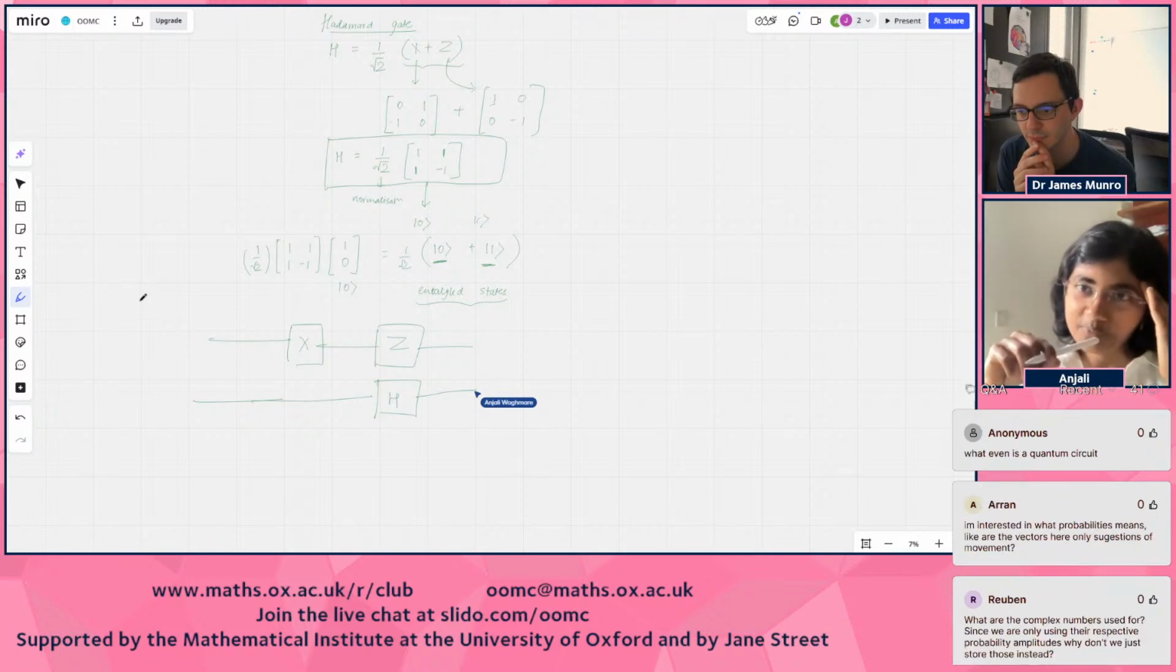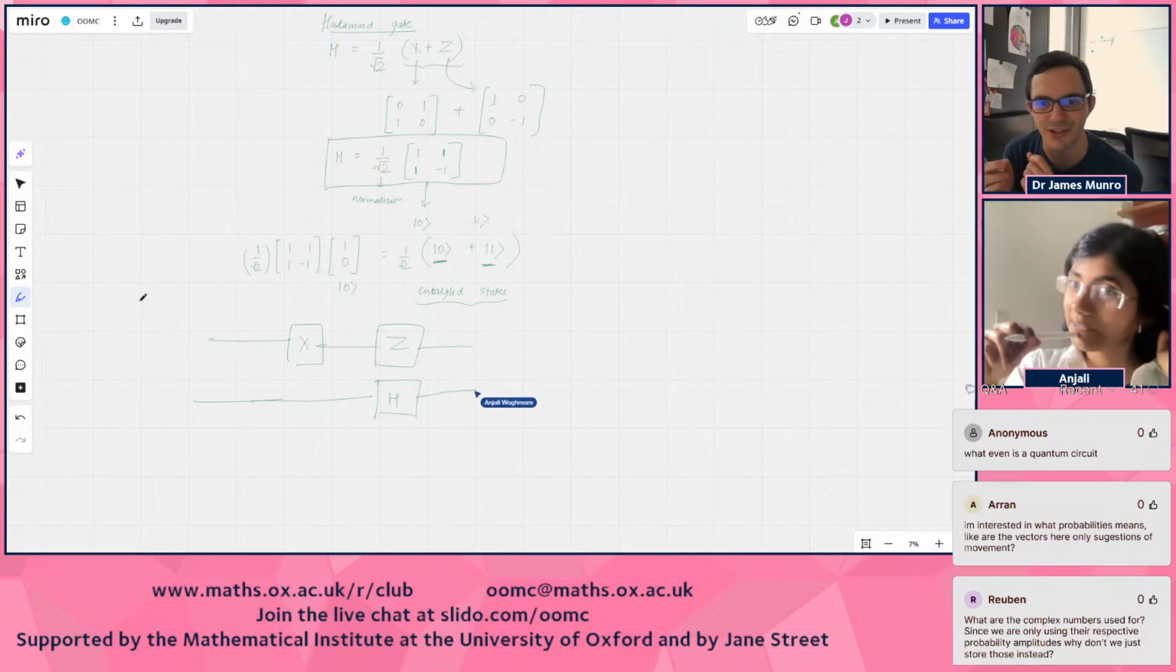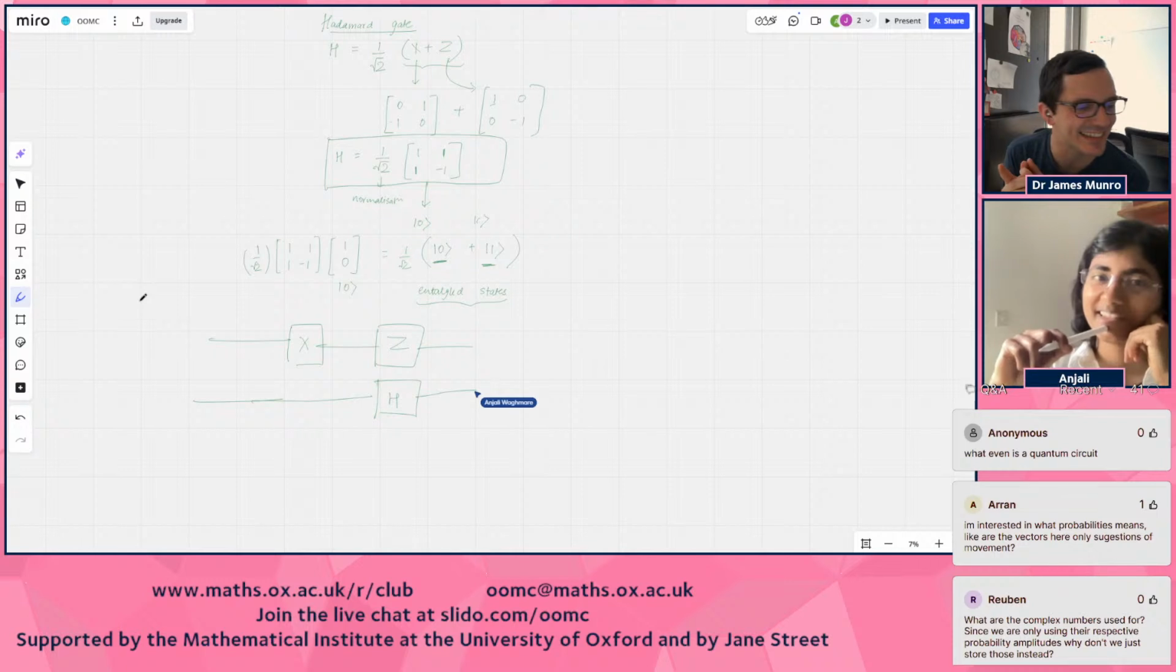Is this joining up into a circuit? Okay, there's an idea that you can connect these and build non-trivial stuff.